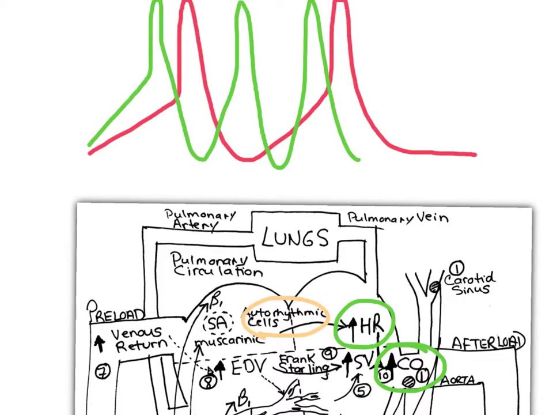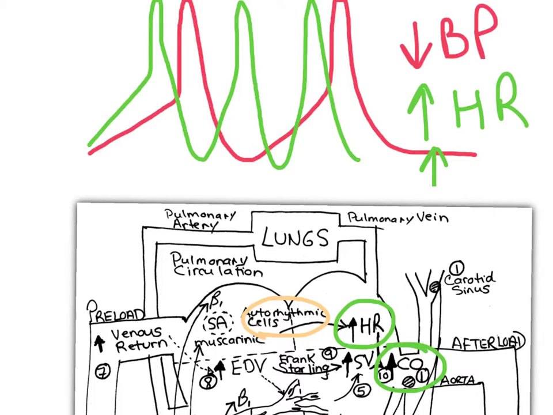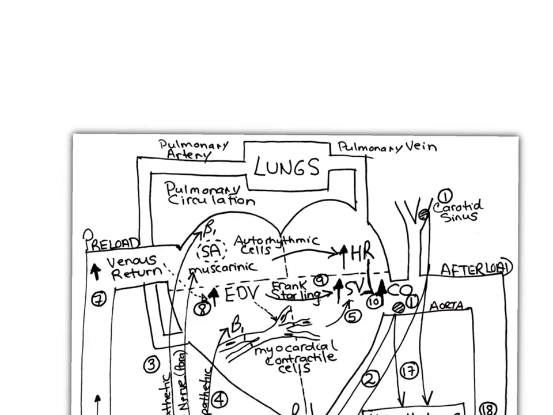So, in response to a decrease in blood pressure, what you want to do is increase heart rate, because that will increase cardiac output, and if you increase cardiac output, it will in turn increase blood pressure. Let's take a look now at the other effector, which are the myocardial contractile cells.